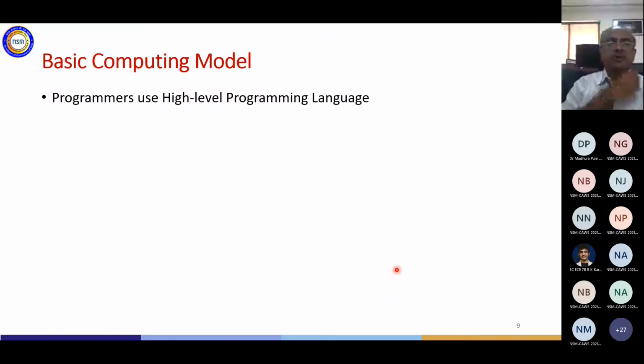As we saw in the previous slide, programmers would use a higher level programming language. So they will, let's say, write a statement like this: the new value of A is the old value of A to which the value of B is added and the sum is incremented by 1. Let's say this is what the programmer writes.